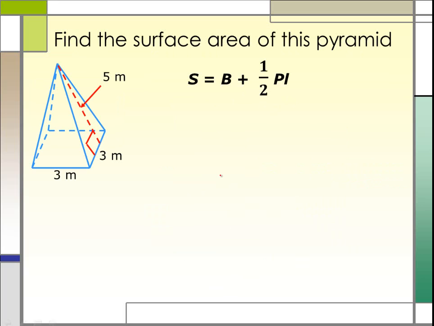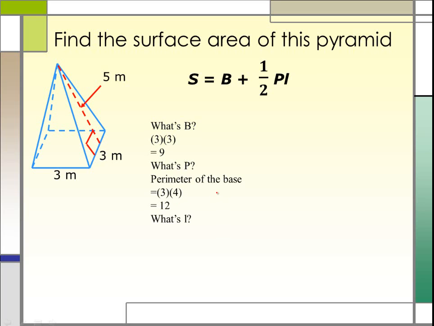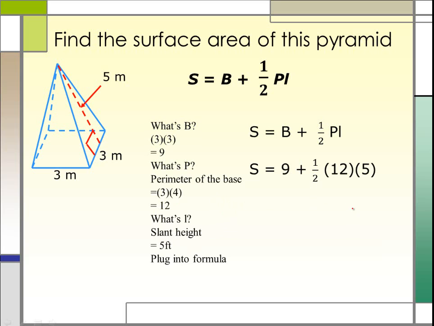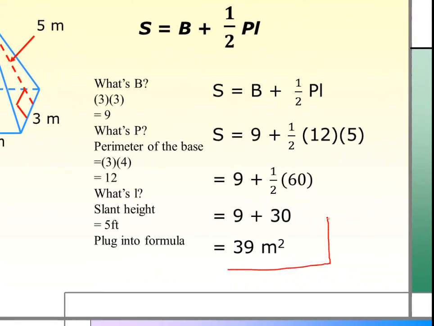Okay, so what was the big B? Area of the base, which is what? 3 times 3, which is what? 9. Perimeter of the base was what? 3 plus 3 plus 3 plus 3, or 3 times 4, which is what? 12. What's my L, which is my slant height? 5. Plug it into the formula. 9 plus 1/2, 12 times 5 would be 9 plus 60, half of 60, which would be 9 plus 30, which would give me 39 meters squared. And that's my final answer.